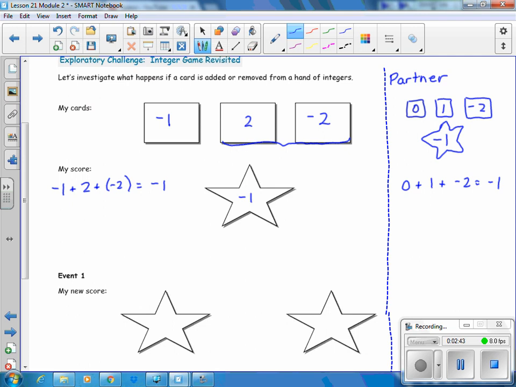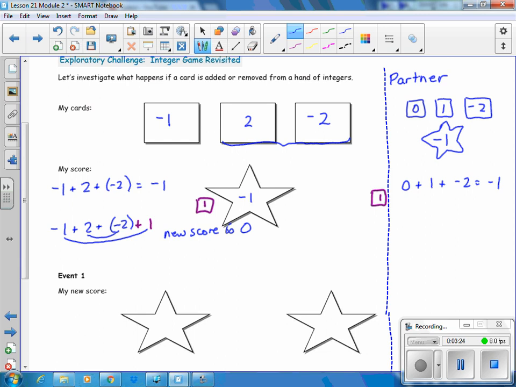The new card that you're going to get is a 1. And your partner also gets a 1. So now let's write the new expression for your cards. The expression is -1 plus 2 plus -2 plus your new card, 1, and your new score. So the +2 and the -2 equals 0, and then -1 and the +1 equals 0. So your new score is 0.